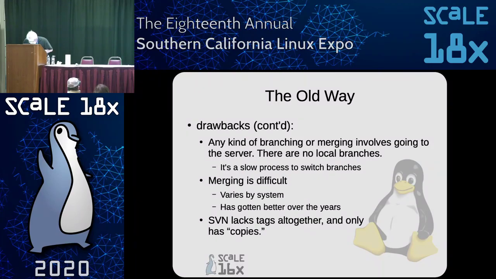More drawbacks: any kind of branching or merging involves going to the server. Again, really, really slow, and there's no concept of local branches. Switching branches in particular is also very slow because you have to go up to the server and pull down whatever branch you're switching to. Merging is very difficult, and varies by system. It's been getting better, but it's still pretty onerous.